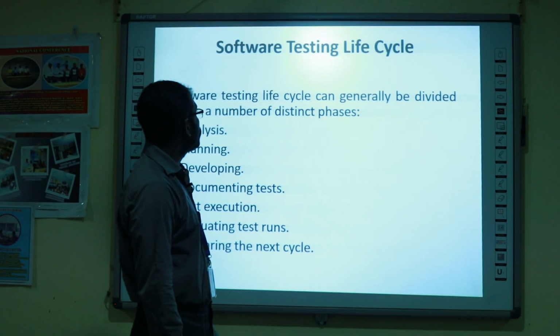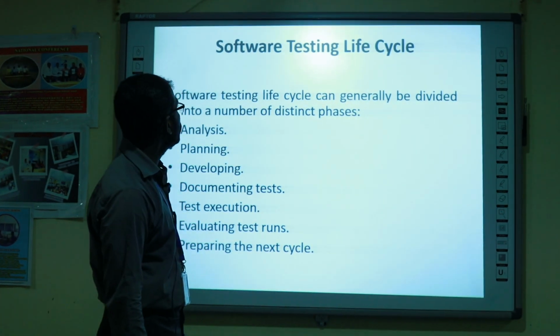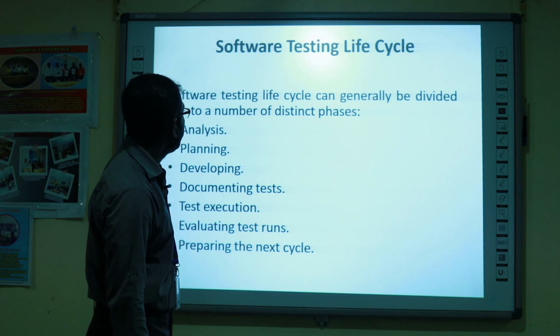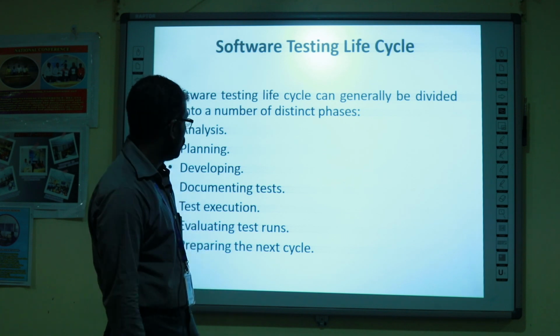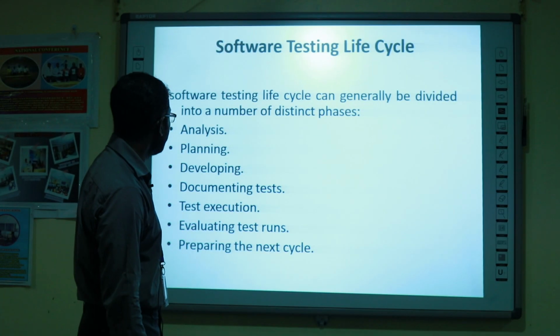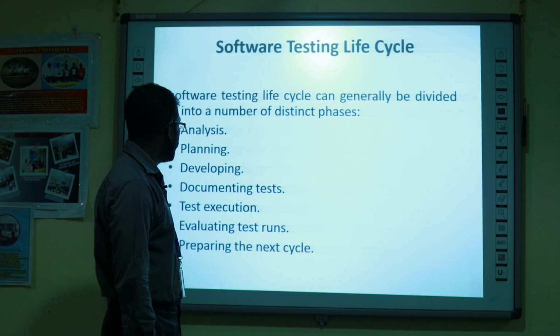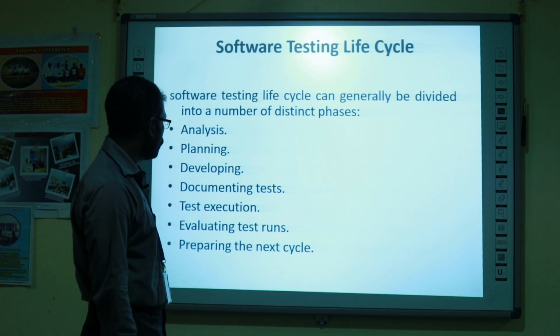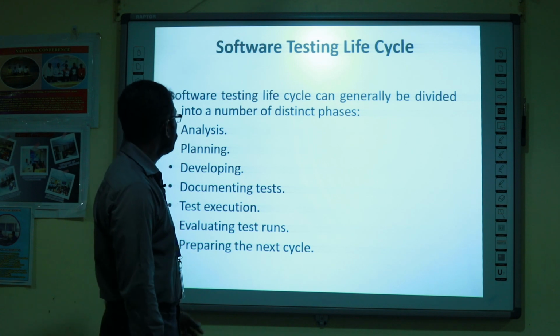Now we are going to talk about the software testing life cycle. In the software testing life cycle, we can generally divide it into a number of distinct phases. There are several phases. First is analysis, next planning, next developing, documenting tests, test execution, evaluating test runs, and preparing the next cycle. First one is the analysis.